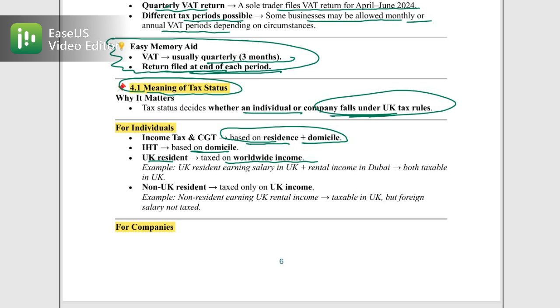An example: a UK resident earning a salary in the UK plus rental income in Dubai, so both are taxable in the UK. Now, a non-UK resident is taxed only on UK income. For example, a non-resident earning UK rental income is taxable in the UK, but foreign salary is not taxed. So a non-UK resident is taxed only on UK income. This is for individuals.